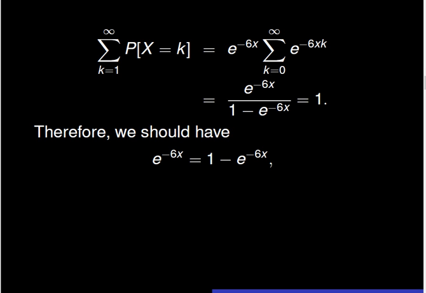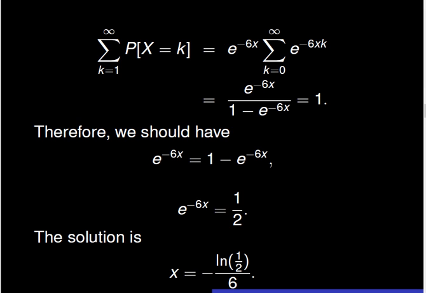This is in fact a geometric series with ratio equal to exponential of minus 6x. As a result, the sum of all probabilities is then equal to the fraction exponential of minus 6x over the quantity 1 minus exponential of minus 6x. Consequently, we should solve the equation exponential of minus 6x equal to 1 minus exponential of minus 6x. This equation is equivalent to exponential of minus 6x equals 1/2. The final solution is x equal to the fraction negative logarithm of 1/2 over 6.